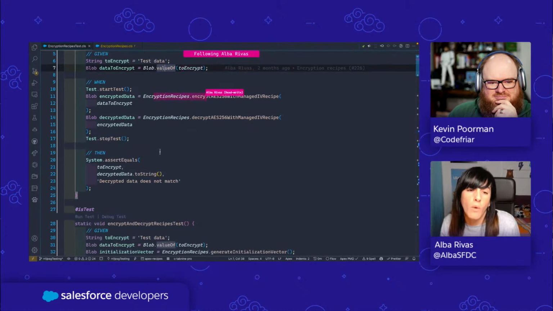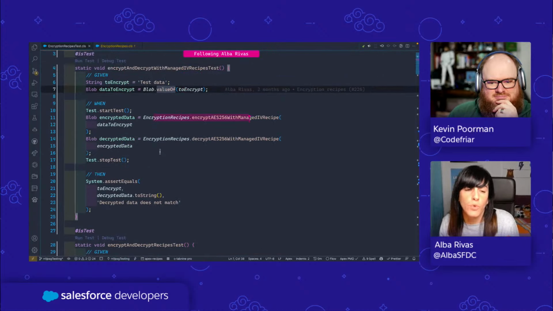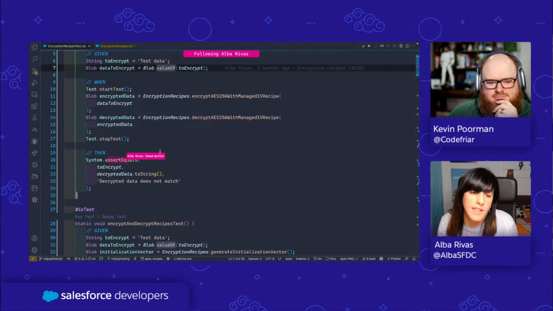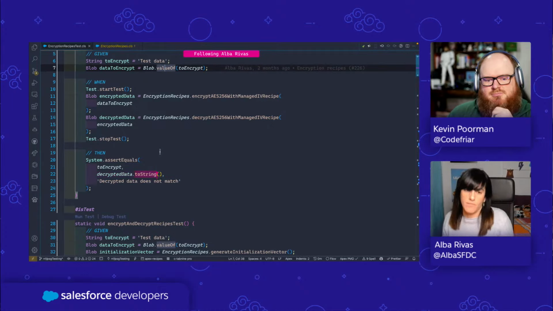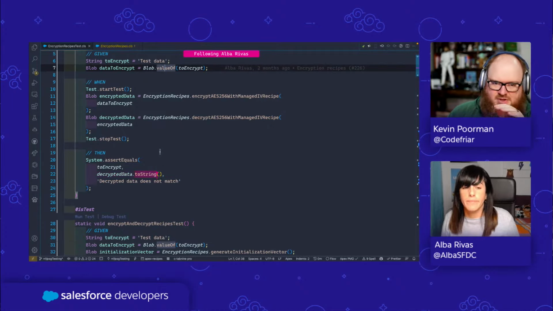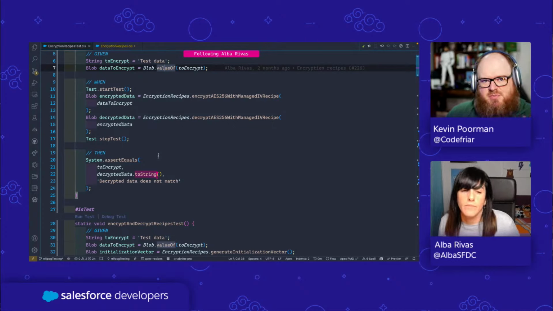Then we call our encryption recipes method to encrypt the data with a managed initialization vector. And then remember that when the data is sent, that initialization vector is going to be sent as part of the message. And then we are able to decrypt the data and assert here that the data that we sent and encrypted is exactly the same as the data that we receive and convert back to a string, right? So this is, again, the simplest possible round-trip path for encrypting and then decrypting data.